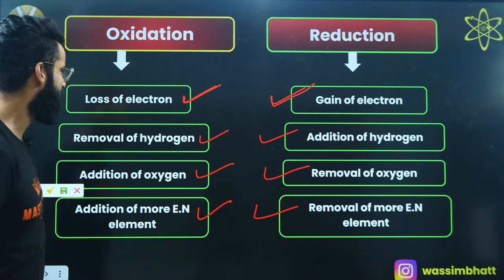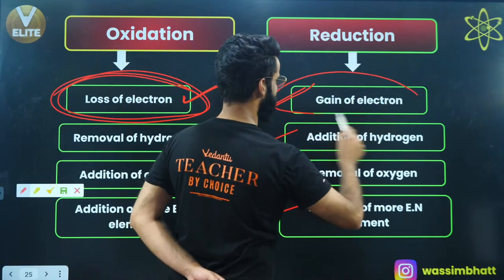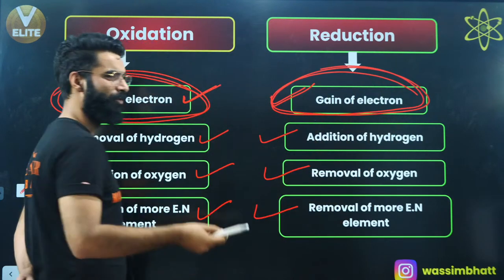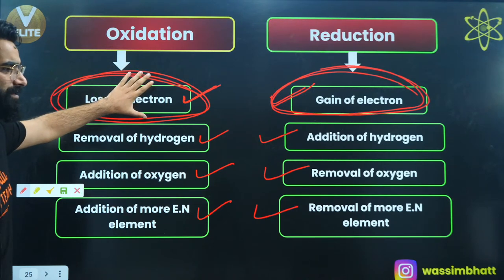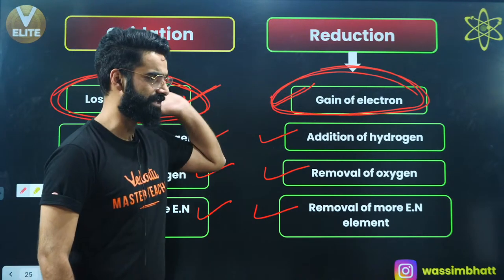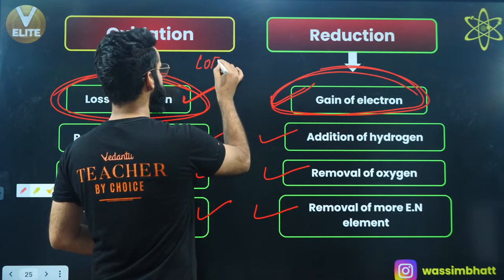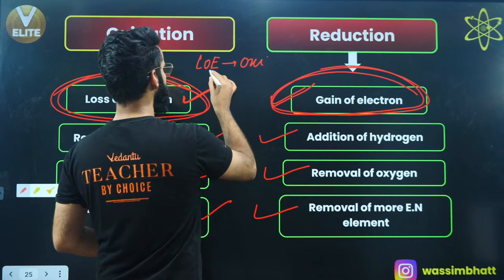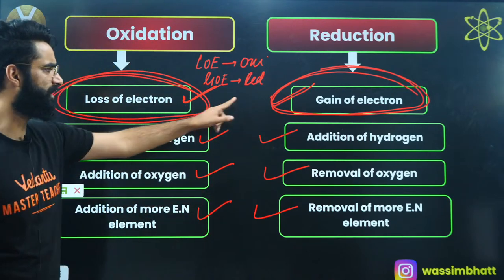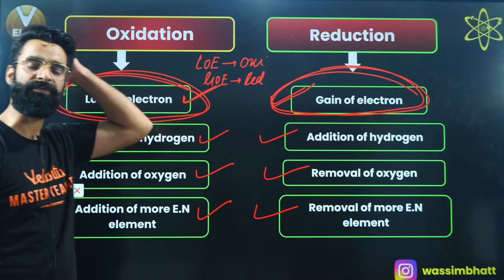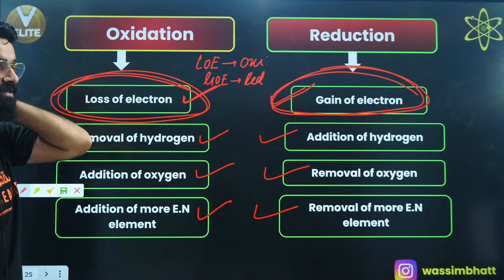But among all these, I want you guys to remember only one thing. No need to remember the rest of the things. These come in your board's examination, right? I want you guys to remember these two things. Loss of electrons is basically oxidation. Gain of electrons is basically reduction. Again, I'm saying loss of electrons is called oxidation. Gain of electrons is called reduction, right? These are the two important definitions of oxidation and reduction in terms of electron exchange, which you guys will be remembering so that there won't be any issue while studying the N factor over here.